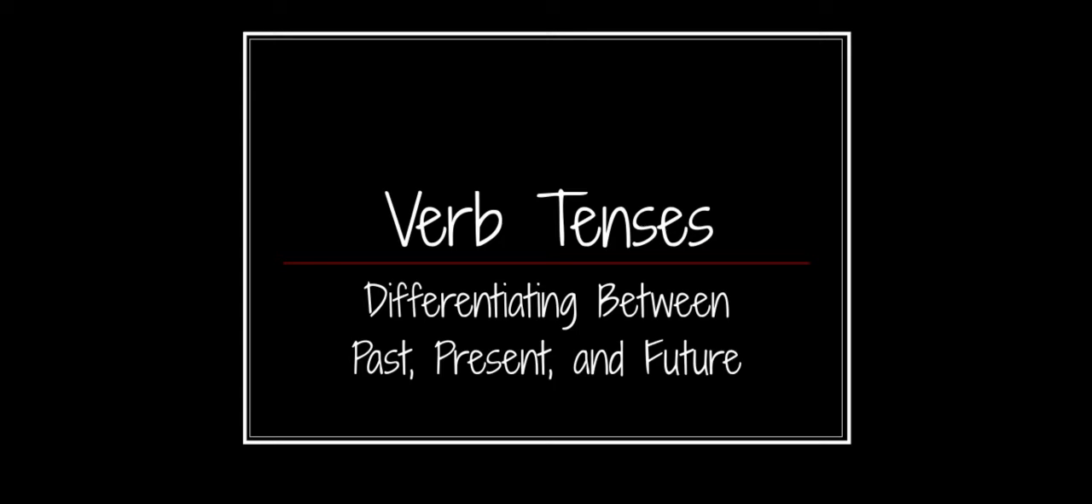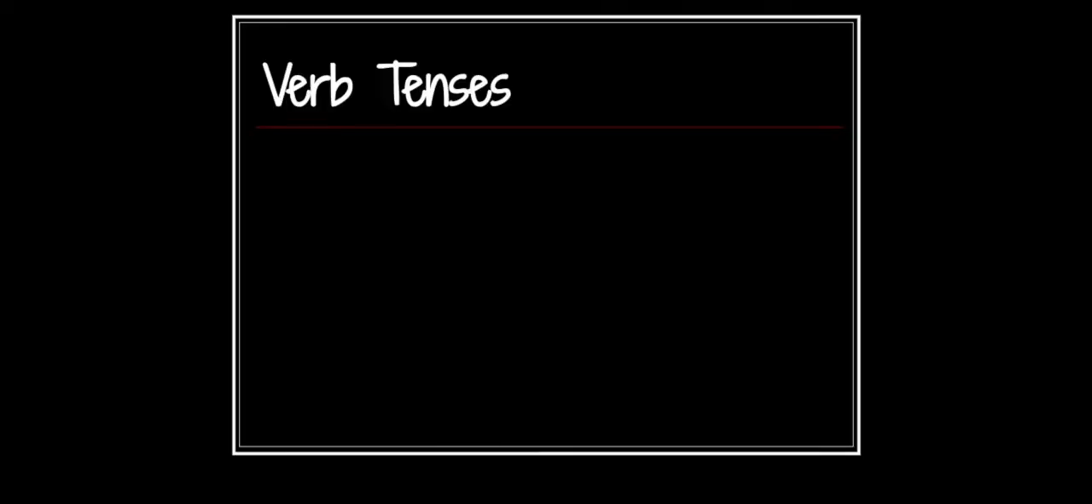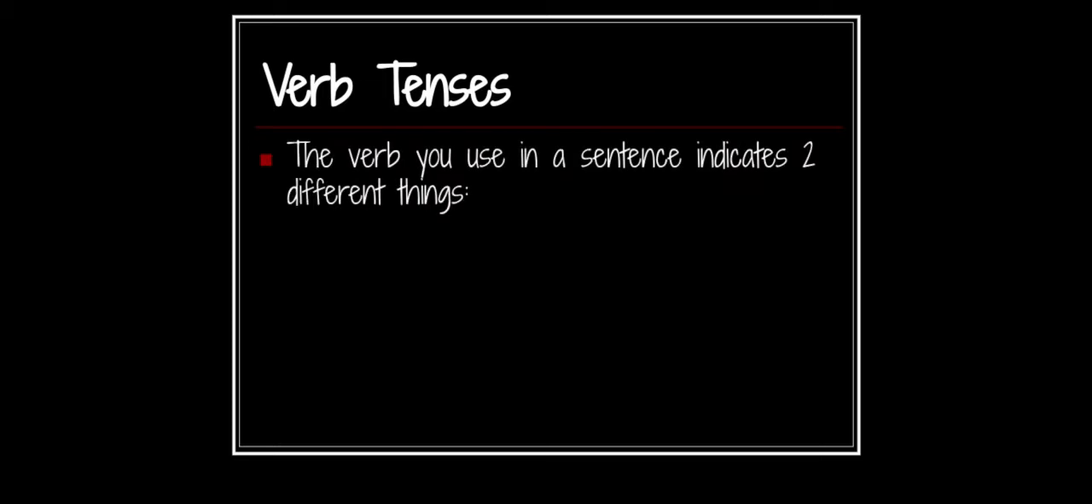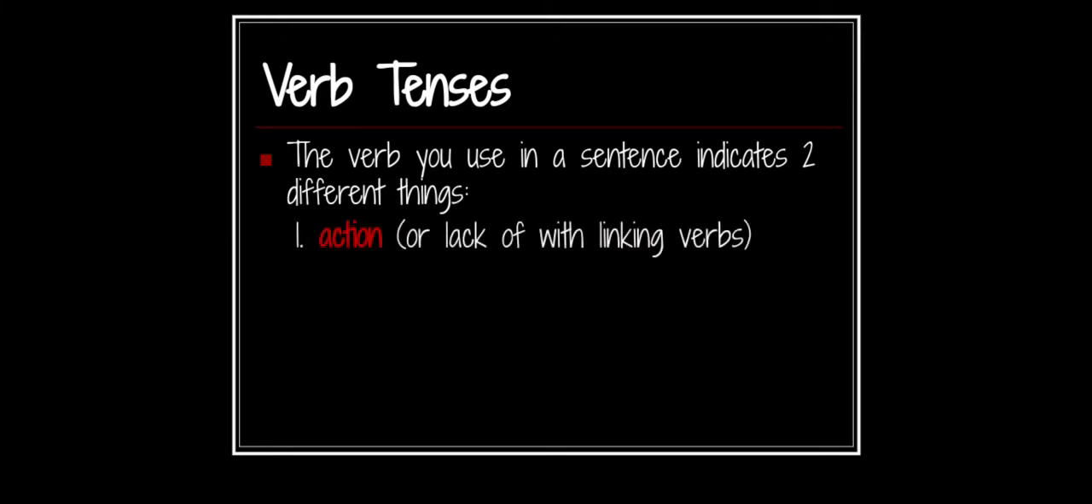Verb tenses, differentiating between past, present, and future. So, what is a verb and what is a verb tense? Well, the verb you use in a sentence usually indicates two different things. The first is action, or lack of action with linking verbs. If you remember from last week, you learned about action verbs, right? They're telling what is happening in that moment.